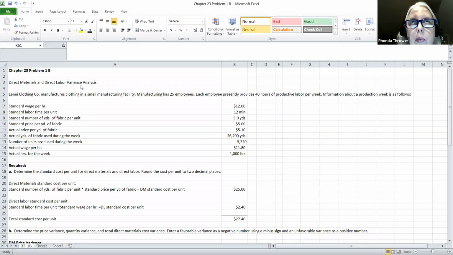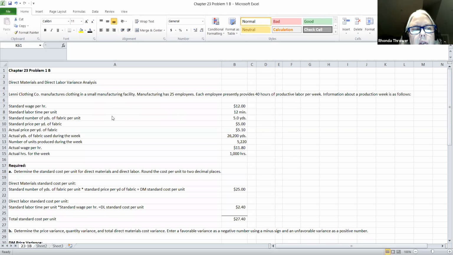So today we're going to talk about direct materials and direct labor, and at another time we'll talk about factory overhead analysis. We're going to be the Lenny Clothing Manufacturing Company, and this company has 25 employees, and each employee provides 40 hours of productive labor per week. Information about a production week is as follows.